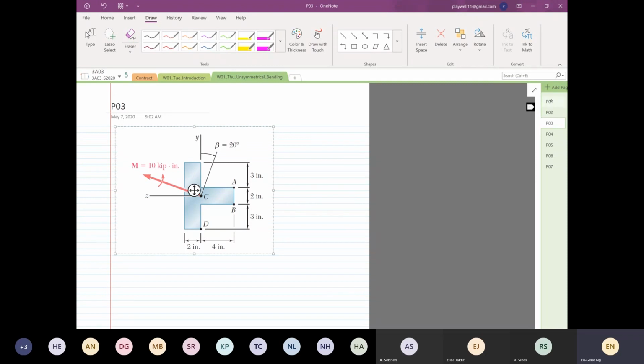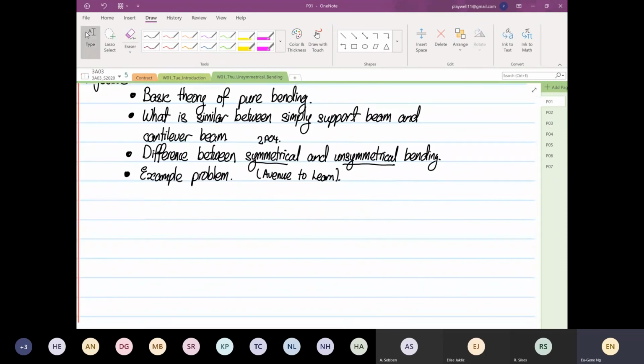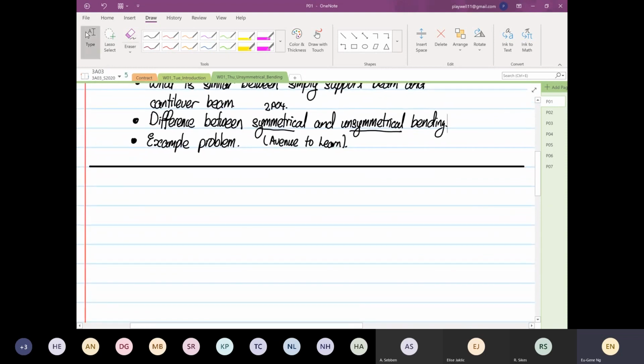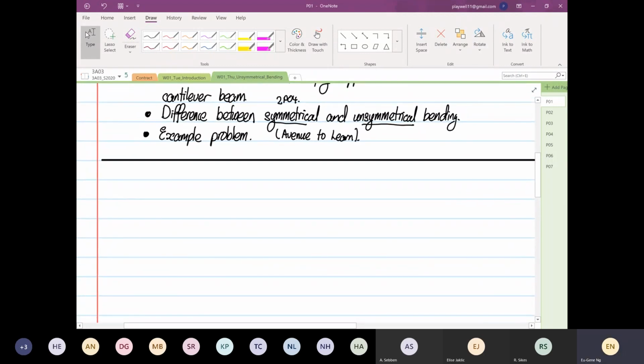Right. So let's quickly recap. I'm going to assume that you all forget pure bending. I know some of you have taken 2P quite a long time ago, so I'm going to make that assumption. And in this lecture, I will teach you some analysis skills that I've learned by solving a lot of problems on pure bending. So let's look at pure bending.